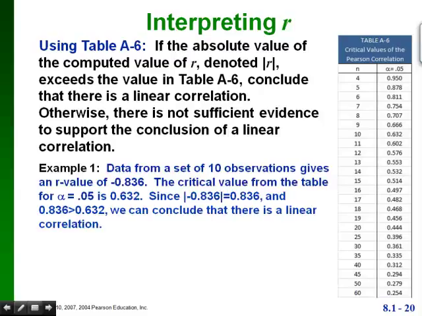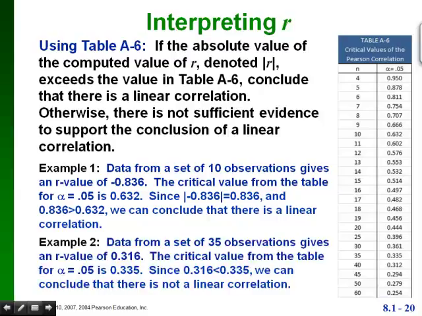So here's an example. If we have data from a set of 10 observations, that means that n equals 10, and we find our R value, and it turns out to be negative 0.836, then we would look up the critical value in this table, and if we have alpha equal to 0.05 and n equals 10, then the value we would get from the table would be 0.632. Now, since our R value was negative, we're going to take the absolute value, which makes it a positive 0.836, and we'll compare that to the value we got from the table. Since 0.836 is greater than 0.632, then we can conclude that there is a linear correlation.